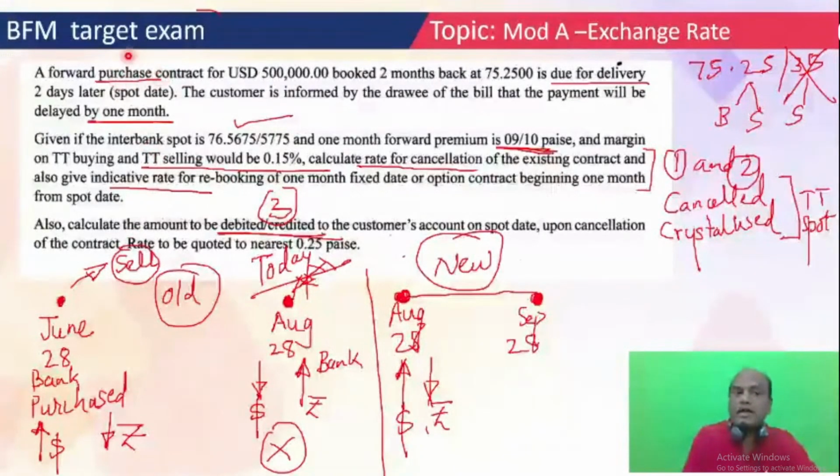2 months back, I had done the purchase contract. I am the bank. I had done the purchase contract for USD 5 lakhs. Purchase means what? Bank had purchased the dollars. If bank had purchased the dollars, what does it mean?